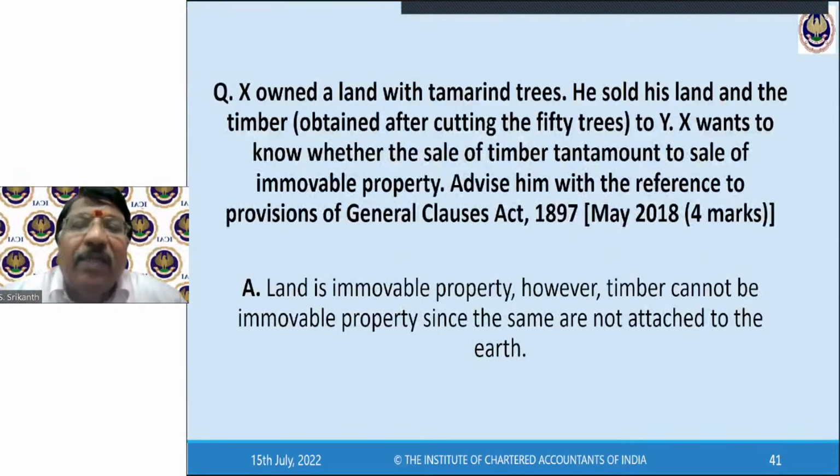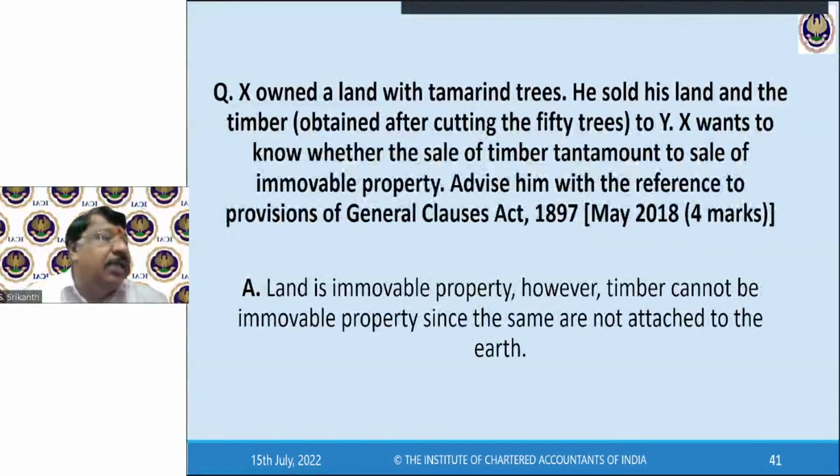So X owned a land with tamarind trees. He sold his land and the timber obtained after cutting the 50 trees to Y. Please understand, Dhyanesh Ingle is asking a beautiful question. A tree is also attached to earth. Is it immovable property? Whereas in our example, what has X done? He owned a land with tamarind trees. He sold his land and the timber obtained after cutting the 50 trees to Y. X wants to know whether the sale of timber amounts to immovable property. Land is immovable property. However, timber cannot be immovable property, because it is not attached to the earth.